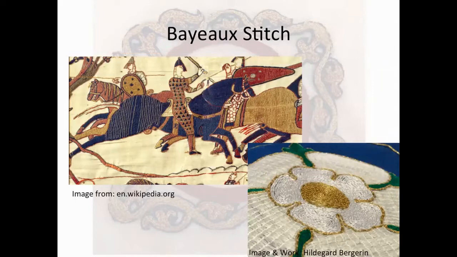Bayeaux Stitch is one that most people are familiar with. It's also referred to sometimes as laid and couched, where several threads are laid down, another thread is laid perpendicularly across them, and then couched down with a separate thread. And you can see down here in the bottom corner, the petals on that white rose are all done in Bayeaux Stitch. It's a great way to cover a lot of space very quickly.